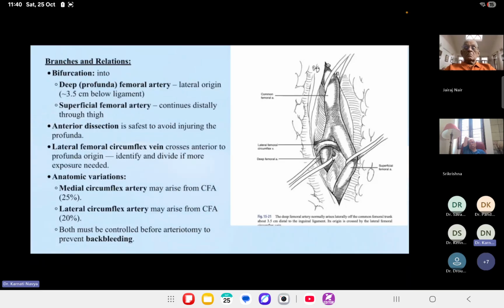Regarding anatomic variation, the medial circumflex artery may arise from the common femoral artery in 25% of cases, and the lateral circumflex may arise from the common femoral in 20% of cases. Both must be controlled before arteriotomy to prevent back bleeding. Here you can see the lateral circumflex femoral artery crossing the deep femoral artery, and the profunda femoris artery arising from the medial side.